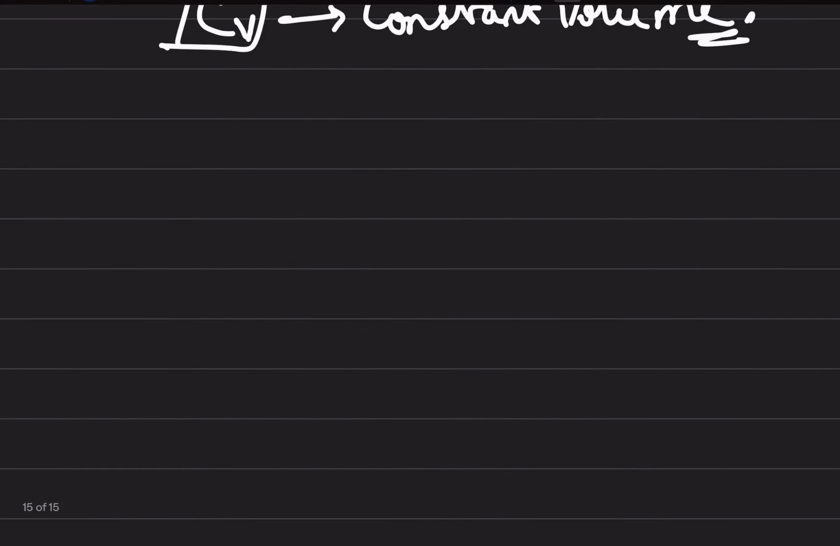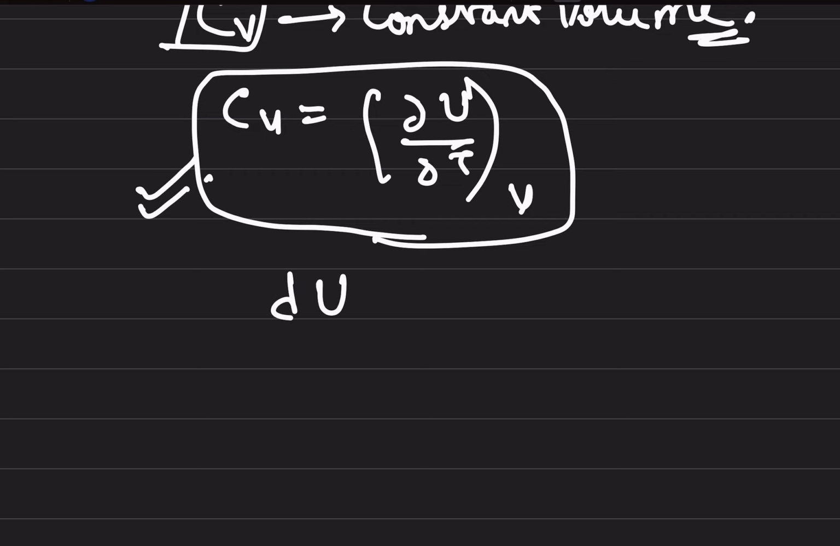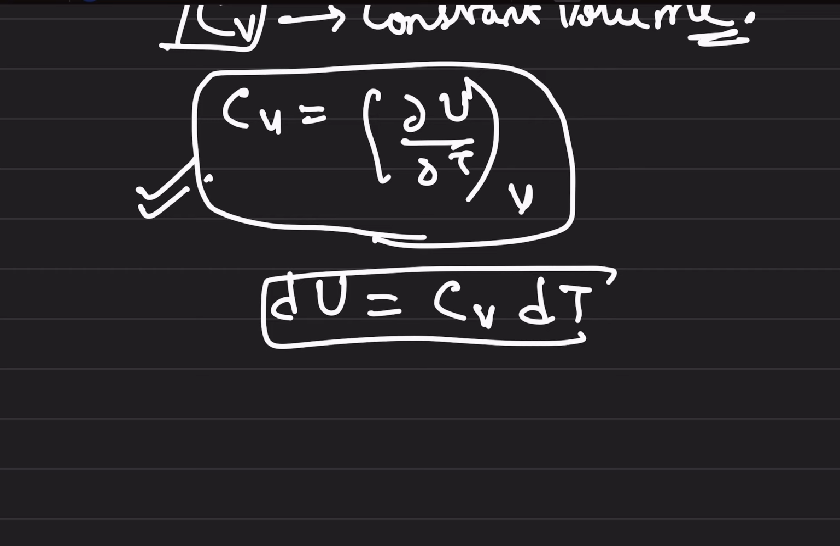Cv is defined as del U by del T at constant volume. This is the definition for Cv, and del U can also be written as Cv dT. So this is the equation for del U, the internal energy.